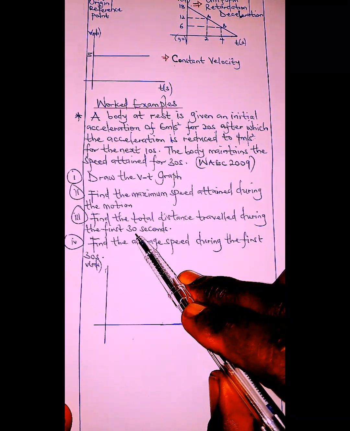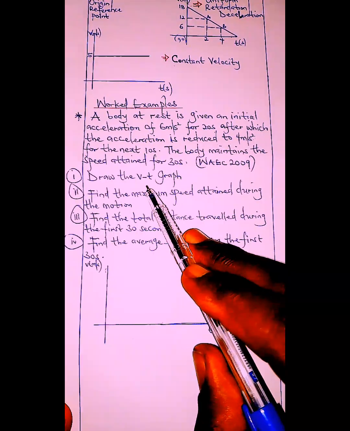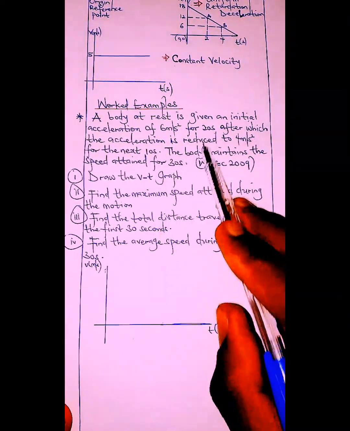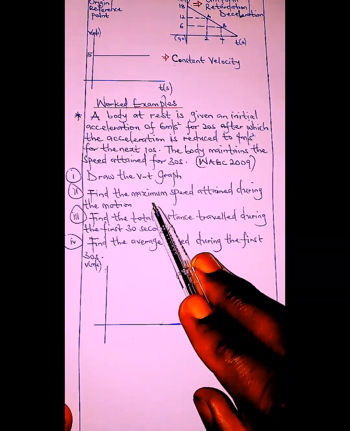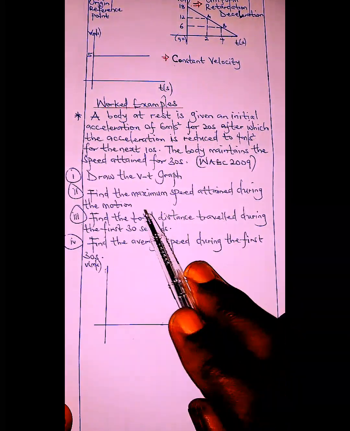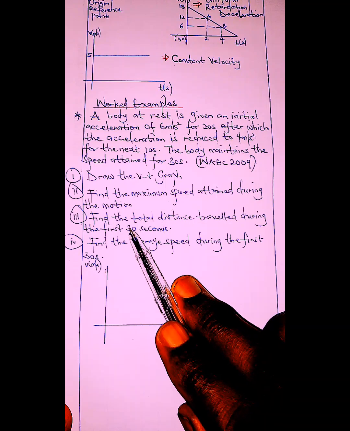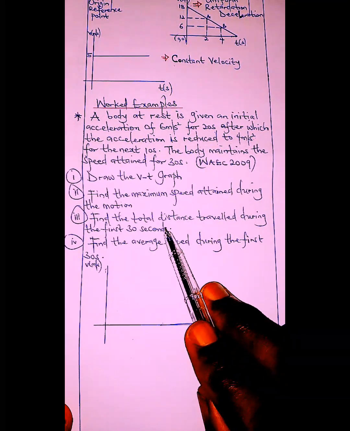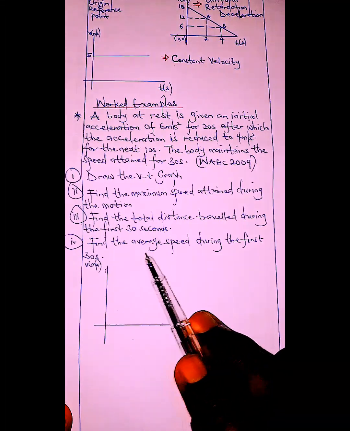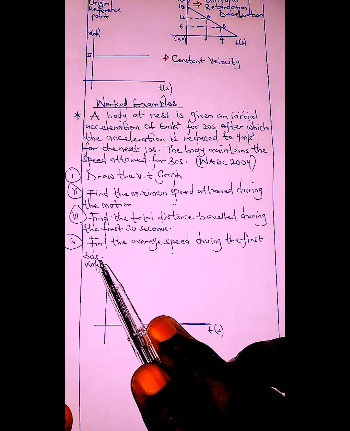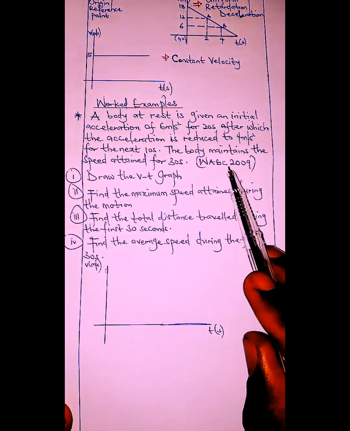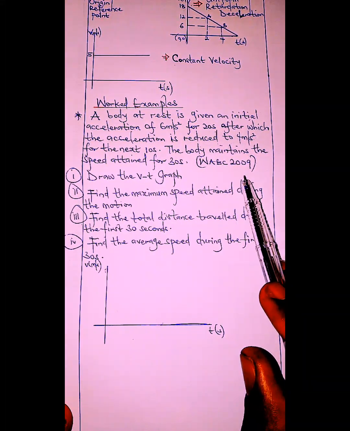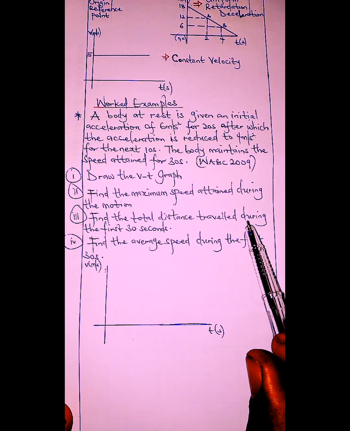Now we are asked to get a couple of things. The first thing we have to do is to draw the velocity time graph for this whole scenario. The next question, find the maximum speed attained during the motion. Then the third question, find the total distance traveled during the first 30 seconds. And the very last question, find the average speed during the first 30 seconds. Now this question was given to some students in 2009. This is a very interesting and quite witty question, but it's very, very simple.